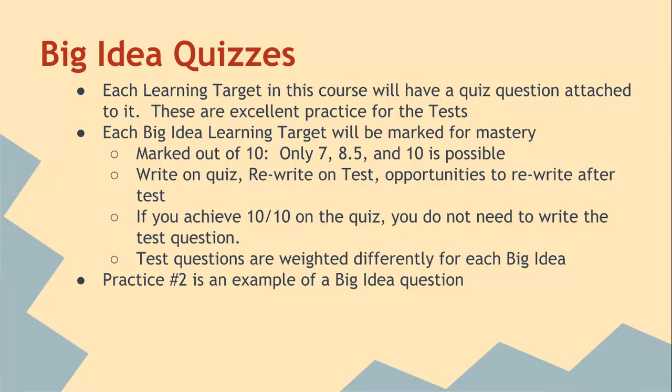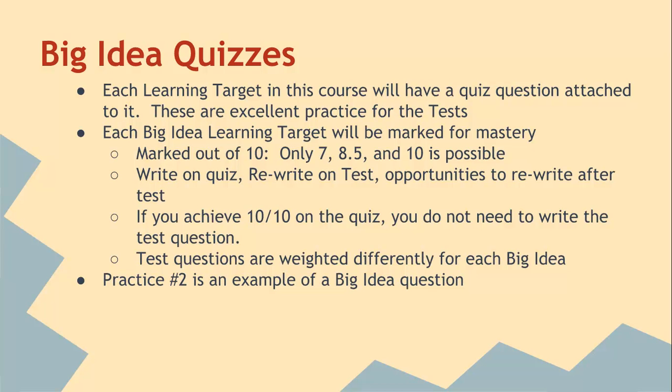And so I'm going to mark it out of 10, and I'm only going to give you a 7, 8.5, or 10. The nice thing though is if you get 7, 8.5, or 10 on the quiz, which is the practice, that mark is going to be passed over to your test. If you get 10 out of 10 on the quiz, you don't have to write the test question, but test questions are weighted differently for the big idea. So a test question could be at a 6 or something like that. This doesn't necessarily have to be at a 10.